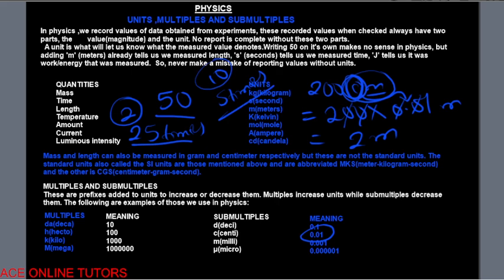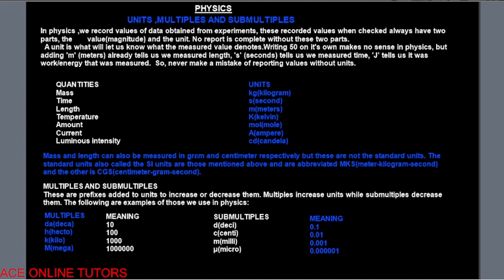That's actually the meaning. So if something is having a multiple attached to it, it means that they are measuring, they are taking it in big values, so it will now have a small answer. But if it is attached to a submultiple, that means that they are taking it in small values, so it will now have a big answer.